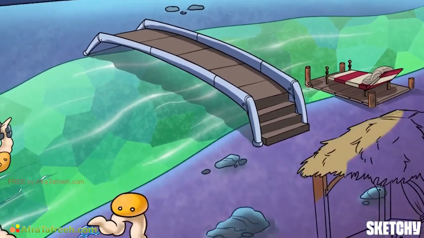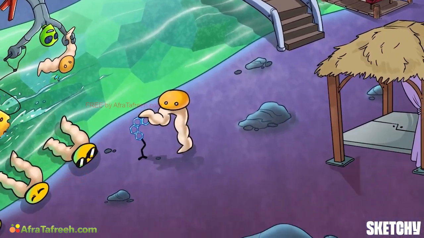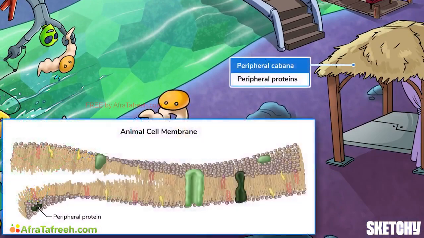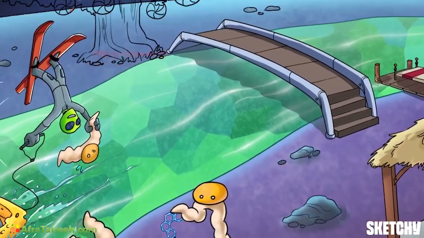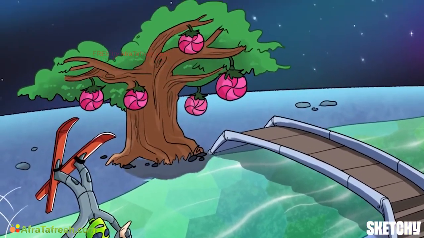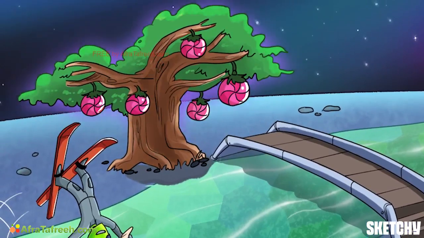Finally, this sad, empty space cabana on the periphery of the fun represents peripheral proteins, also known as membrane-associated proteins. These are not fully integrated into the inner cell membrane, but also are not free-floating in the cytoplasm. Instead, they are bound to the surface of the phospholipid bilayer or to transmembrane proteins. With that, we've made it to our last type of membrane macromolecule, carbs.